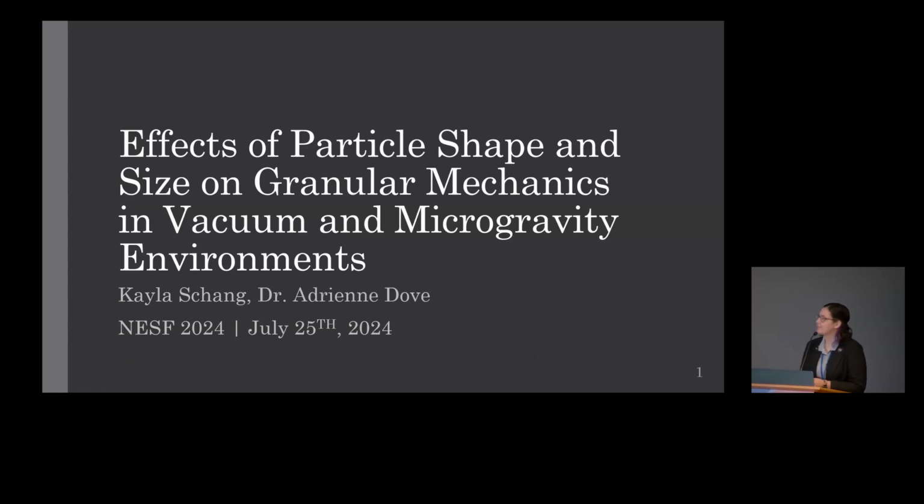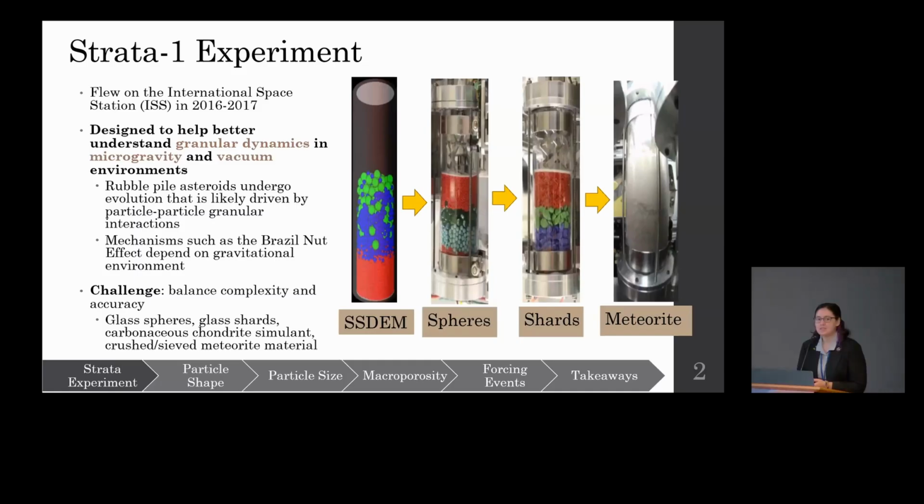Perfect, thank you. So as Akbar said, yes, I'm talking about the effects of shape and size on the granular mechanics in these very fun vacuum and microgravity environments. I'm going to talk about this through the lens of the Strata 1 experiment.